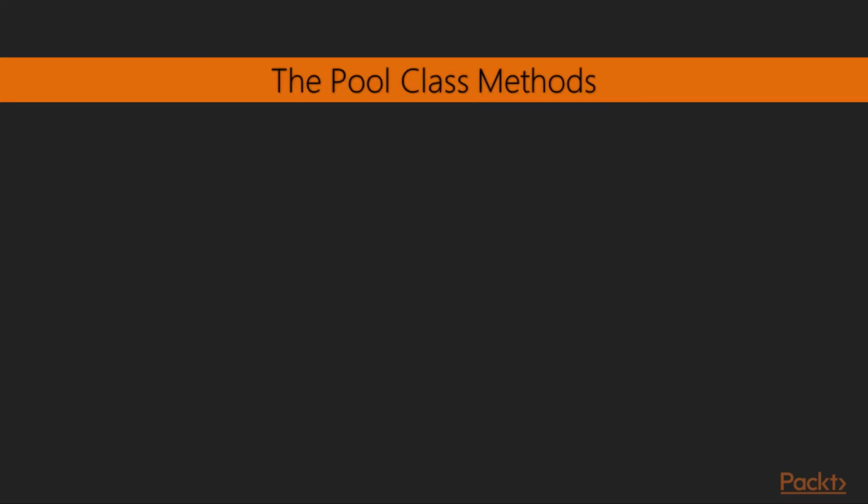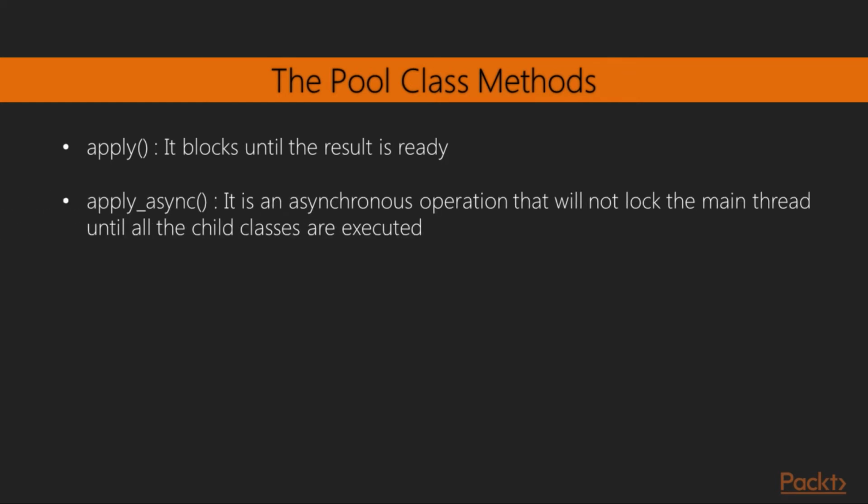The multiprocessing library provides the pool class for simple parallel processing tasks. The pool class has the following methods. 1. Apply method. It blocks until the result is ready. 2. Apply async method. This is a variant of the apply method which returns a results object. It is an asynchronous operation that will not lock the main thread until all the child classes are executed.